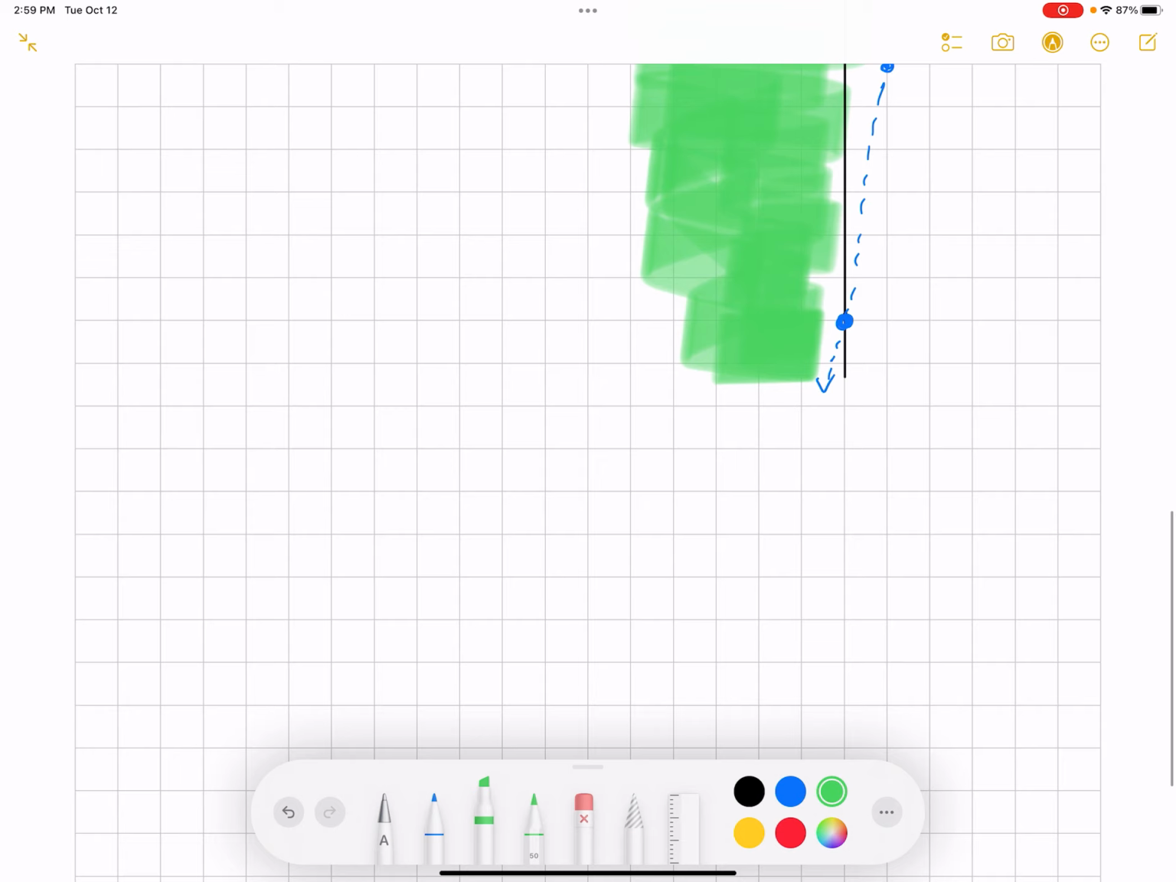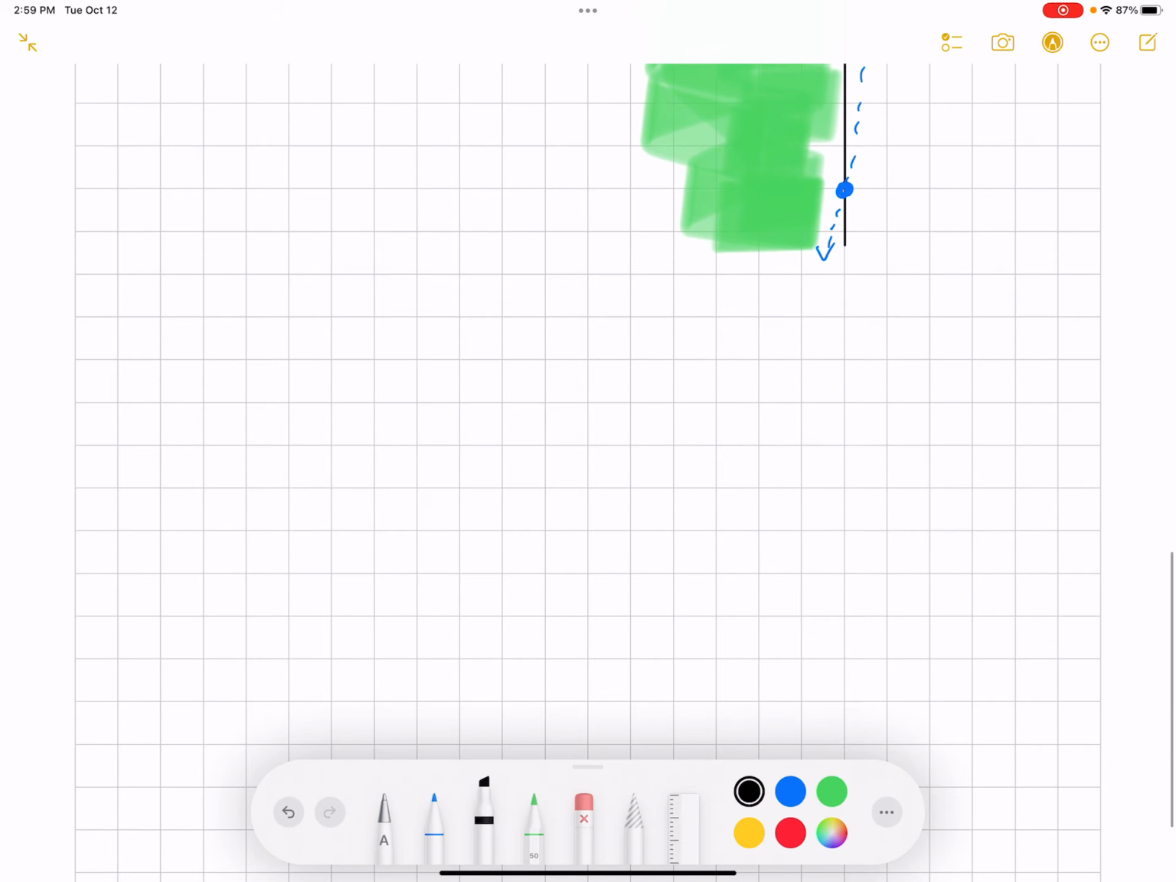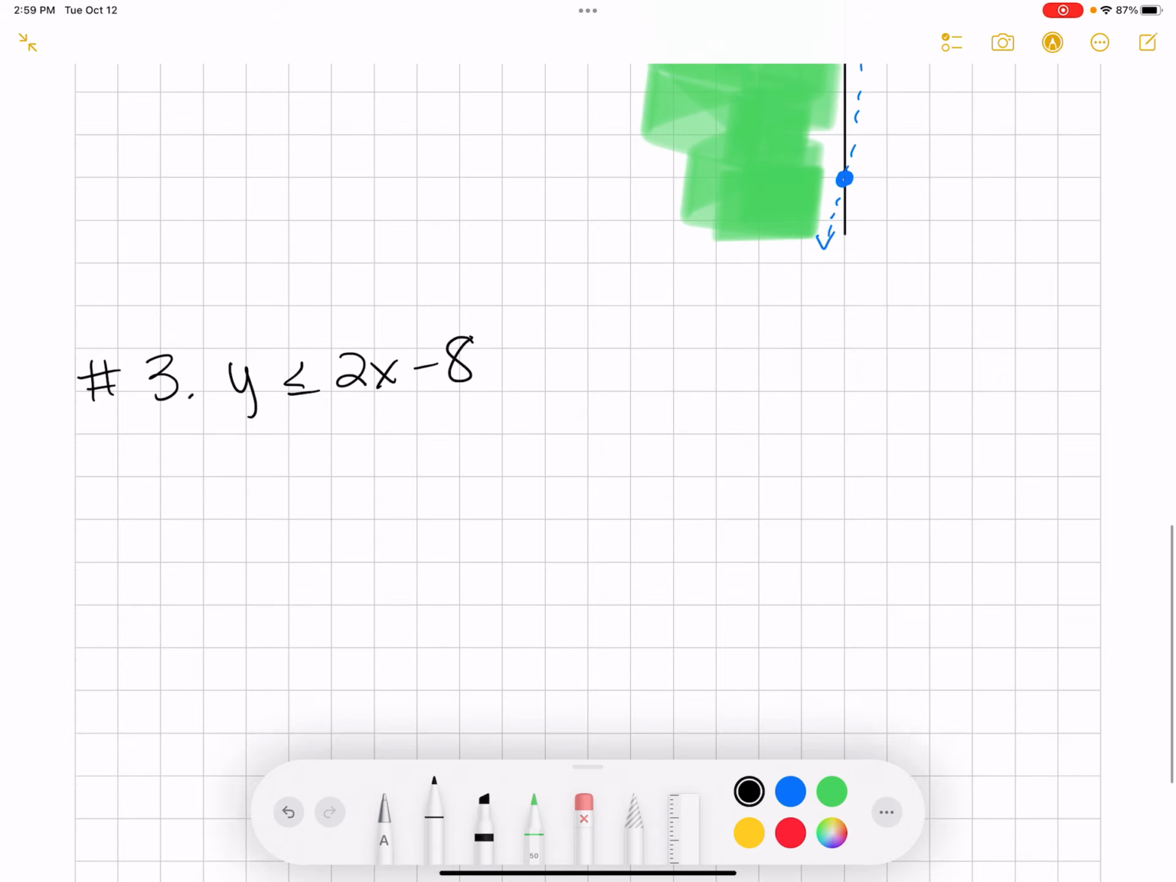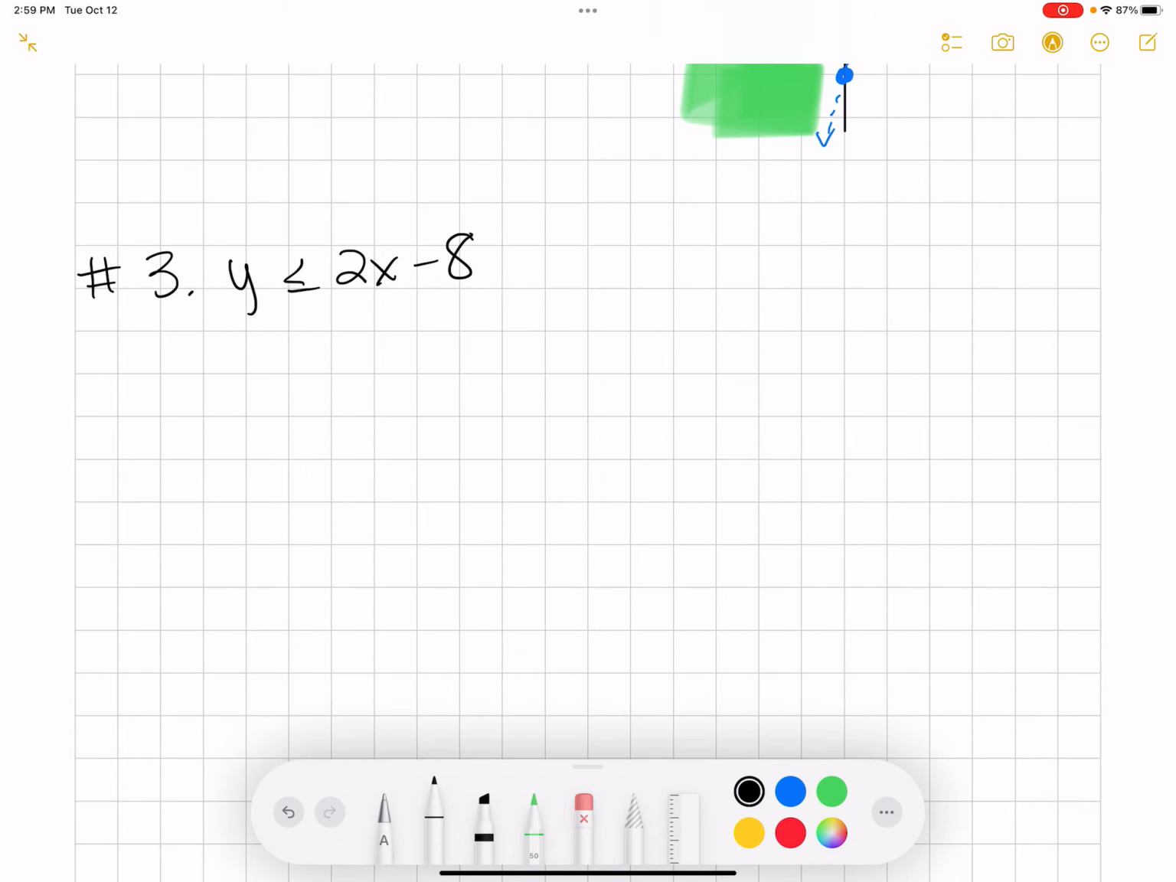All right, let's do one more for today, and then we'll go ahead and be done. So 3, we've got y is less than or equal to 2x minus 8. This one's already set up for us. We don't need to move anything. We just simply need to graph it.